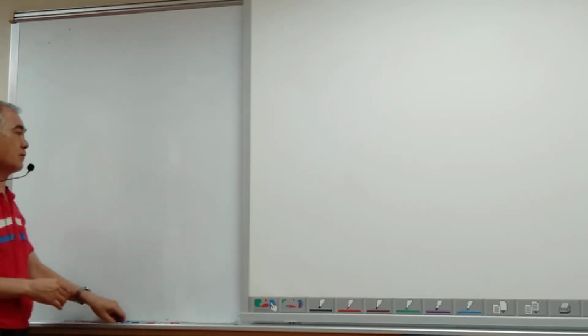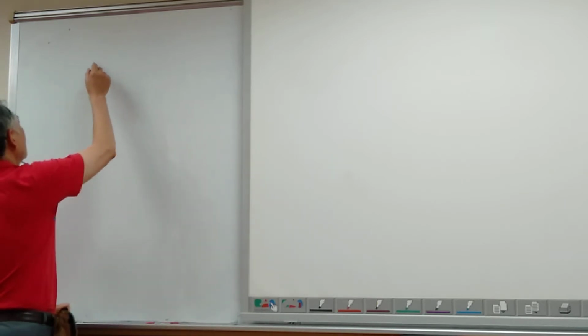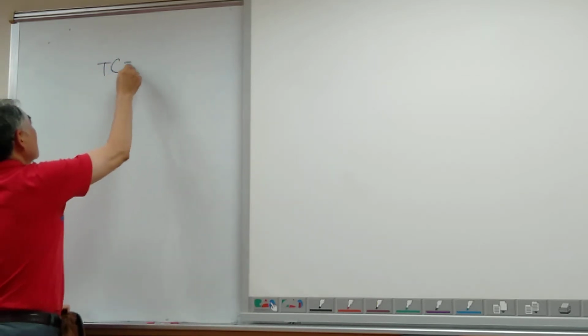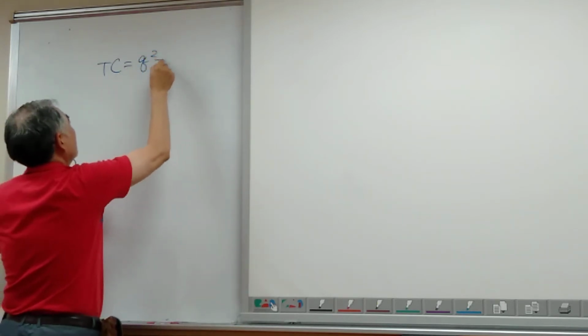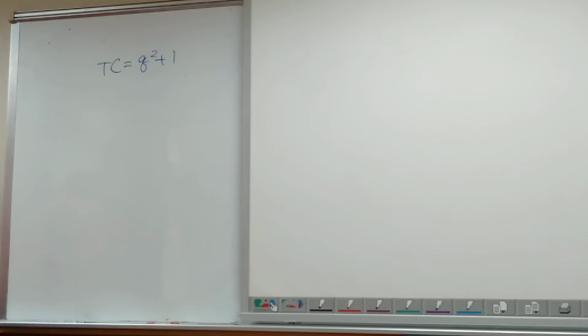So for question 2 on page 236, it said a perfectly competitive industry is composed of a large number of firms, each with the total cost function. Okay, so the total cost function, TC, total cost, is equal to Q squared plus 1. Okay? And it said show run marginal cost is equal to 2Q.